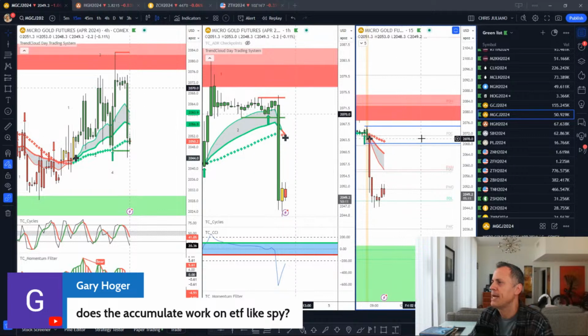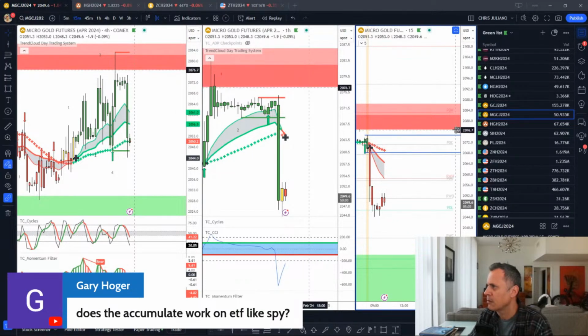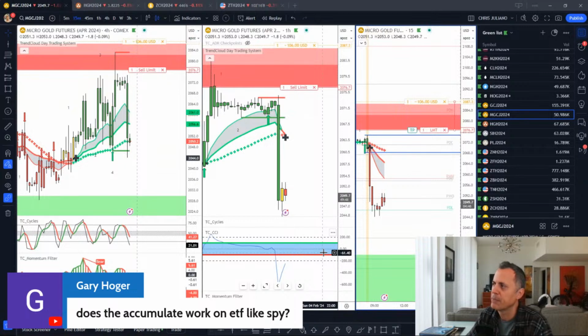So if we pull back, we've got the opening range and we've got this supply zone here. I would definitely go for that higher supply zone area there. Right? There's $100. That would be the move. That would be the move right there.